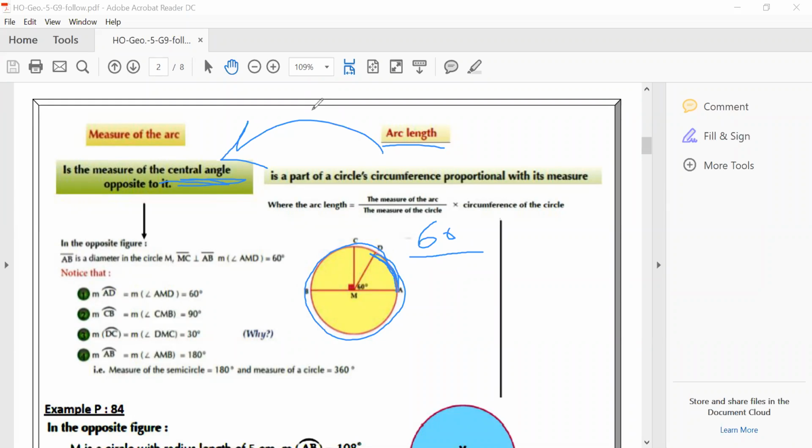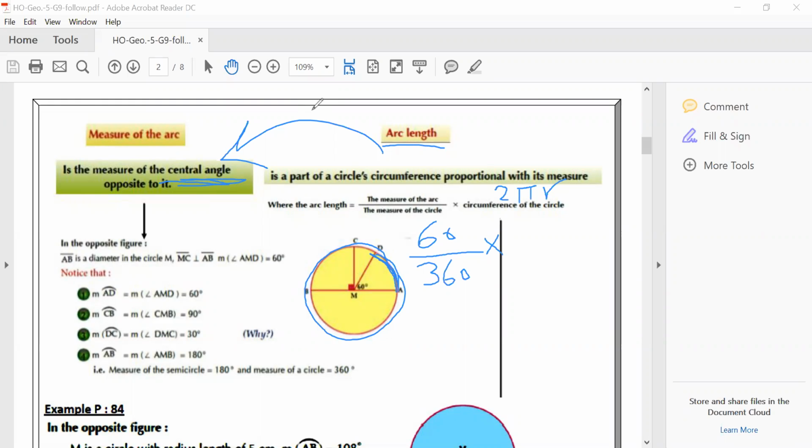The measure of the whole circle equals 360. Times the circumference of the circle. As Jana said, the circumference of any circle equals 2πr.